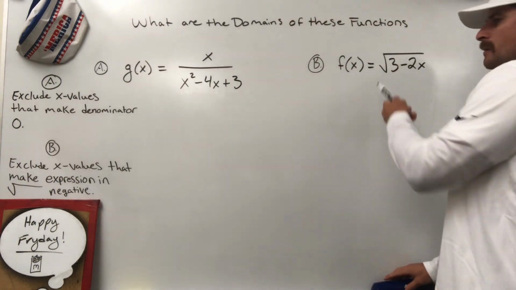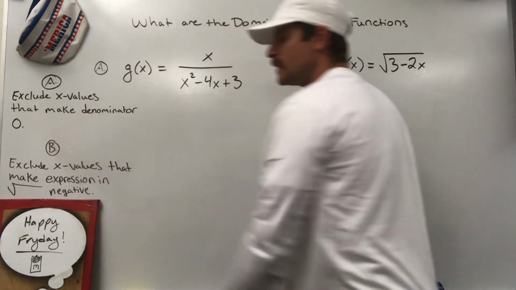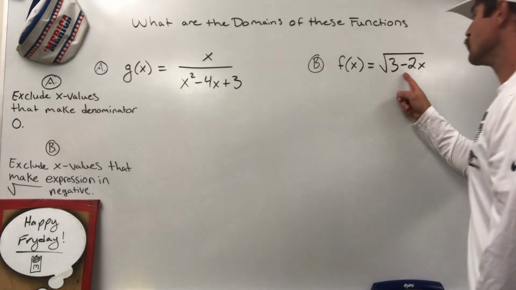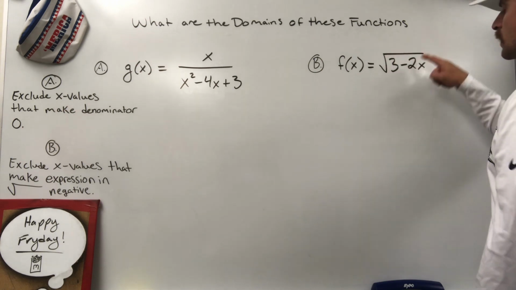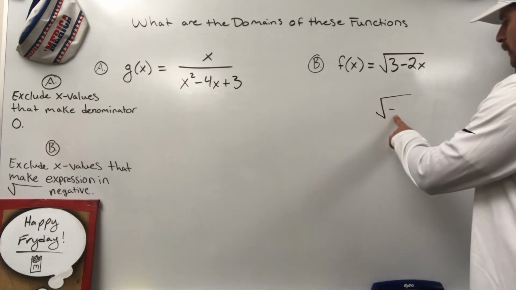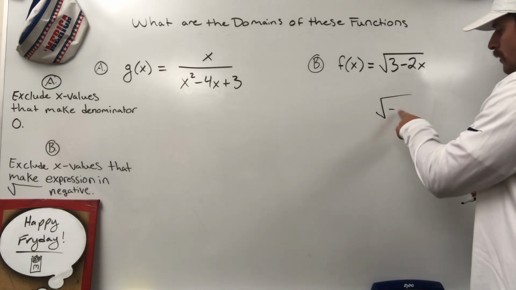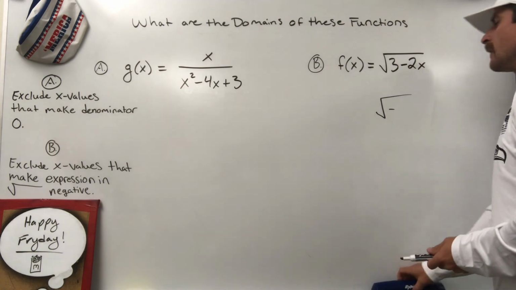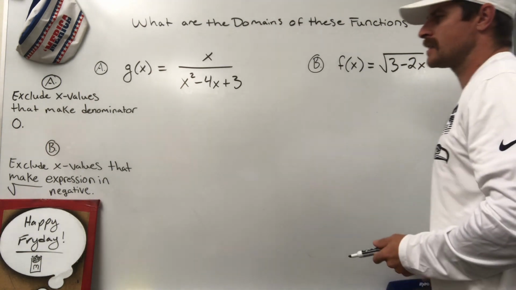On this second problem over here, if you look at example B, we need to exclude the x values that are going to give us a negative value inside the square root symbol. So what values would give us a negative number inside? Can't take the square root of a negative value, so those numbers would need to be excluded as well from our domain. All right, let's start with problem A, break this down.